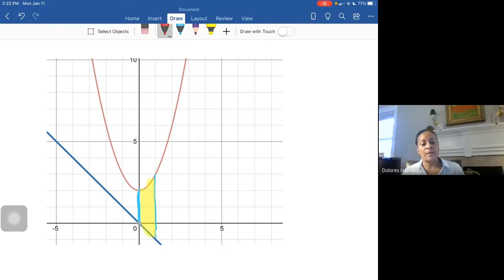So when I look at that, I'm going to take the definite integral from 0 to 1 of top minus bottom. That's parabola minus line. And our parabola is x squared plus 2, and our line is the graph of negative x.